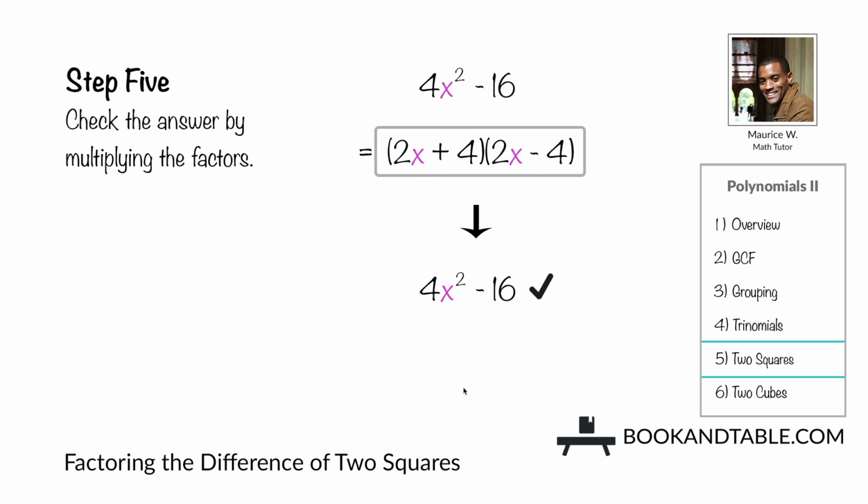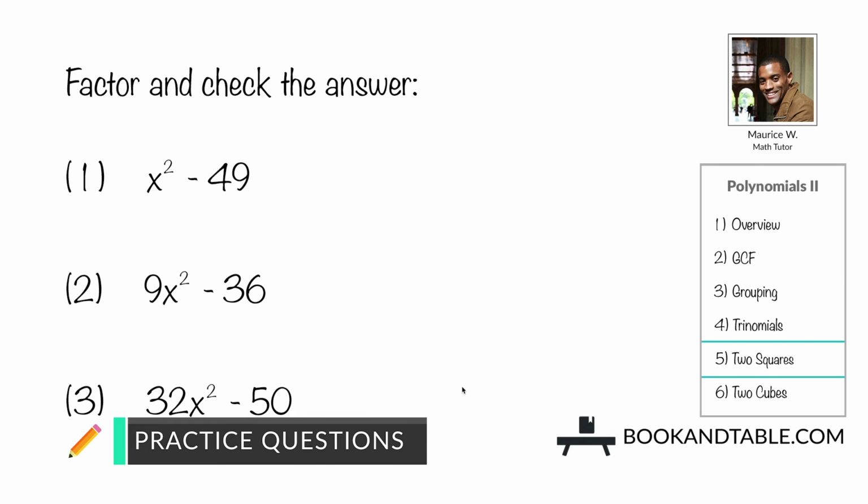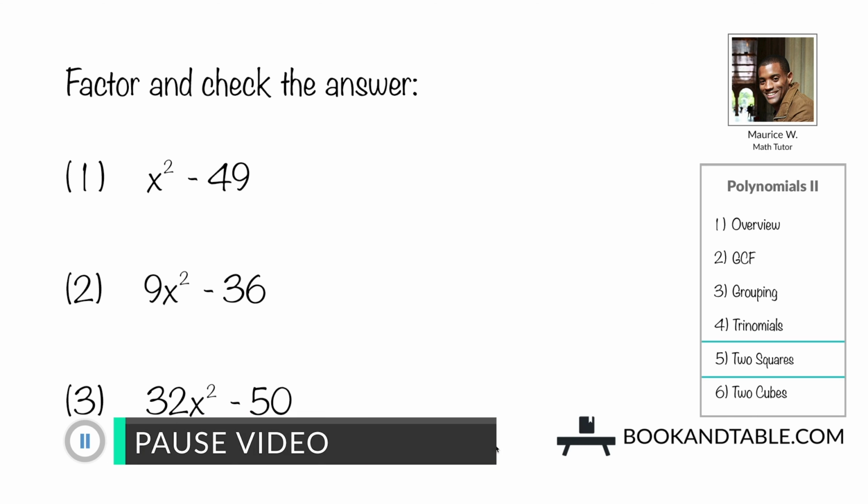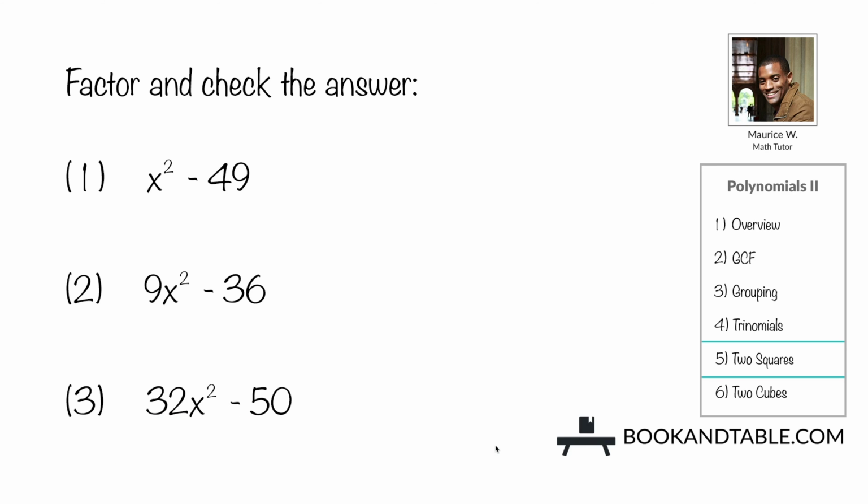So that is how you go about factoring the difference of two squares. Let's now have you complete a few practice questions. Question number 1, factor x squared minus 49 and check the answer. Question number 2, factor 9x squared minus 36 and check the answer. And question number 3, factor 32x squared minus 50 and check the answer. Pause the video, answer these questions, and then press play when you are ready to begin.